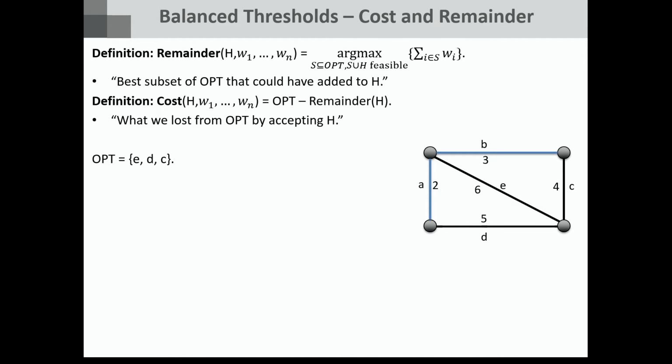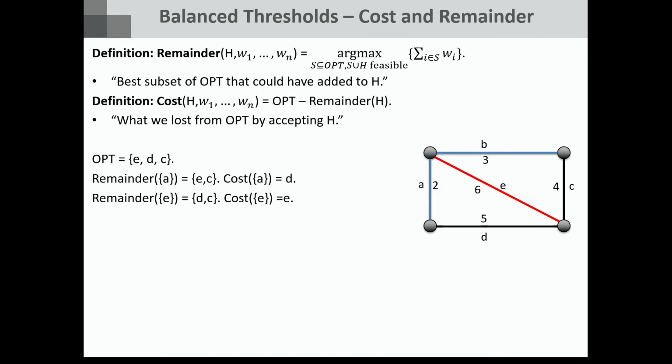Let me do one more example that's a little bit more combinatorial, and then I'll move on from the definitions. Here's an example of a graphic matroid, so feasible sets are acyclic subgraphs. In this example, what is opt? It's the 3 black edges, E, D, and C. And so we can ask, what is the remainder of A? It's the max weight subset of E, D, C that we can add to A and still not have a cycle. We can't add both E and D to A because we would get a cycle. So the max weight subset we can add is E and C. So this is the remainder, and the cost is D.